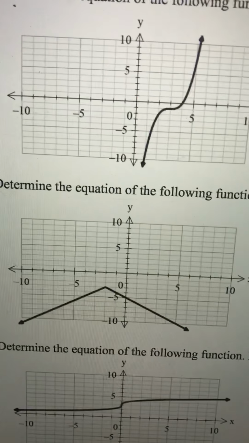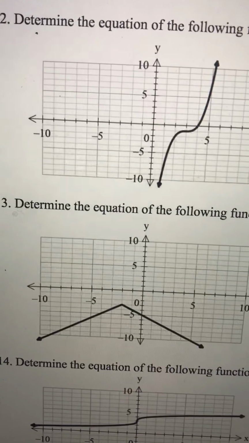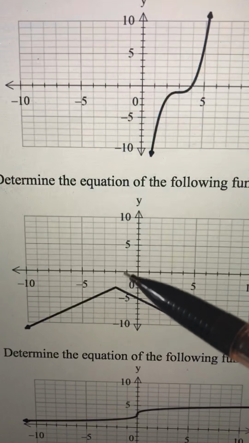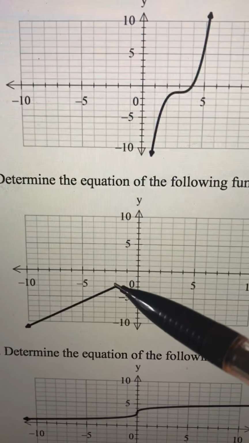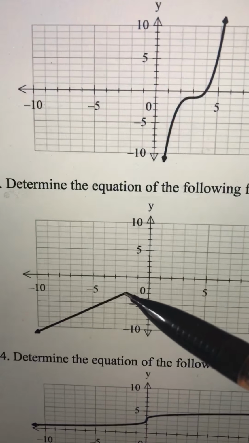Number 13. Number 13 is a v-shaped, and that's your absolute value, v for value if you want to remember it that way. And this one has a vertex, which is at -2, -3. So let's write that down, -2, -3 for number 13.